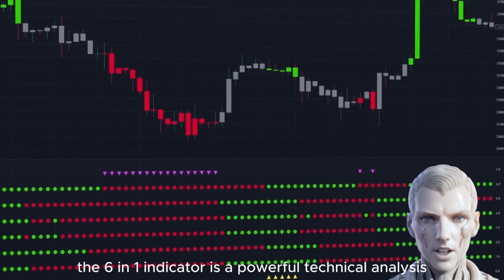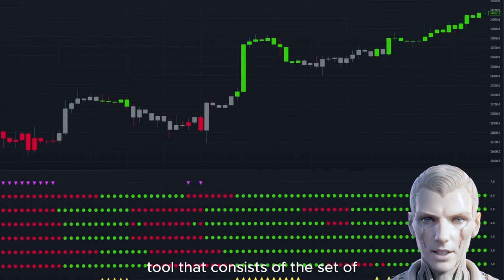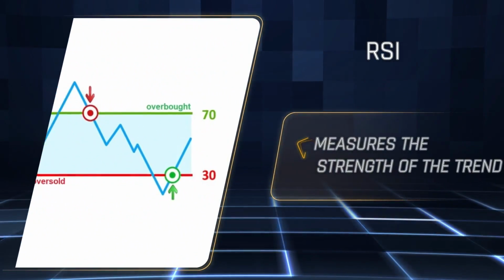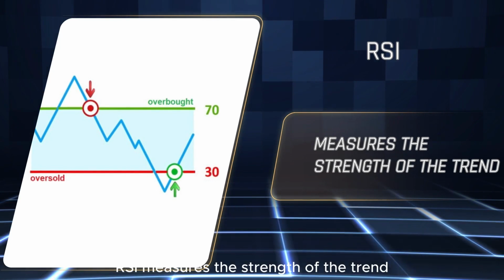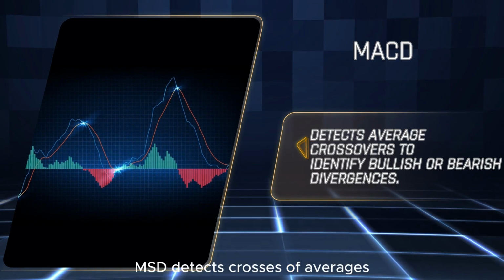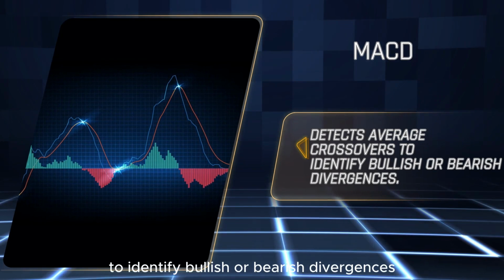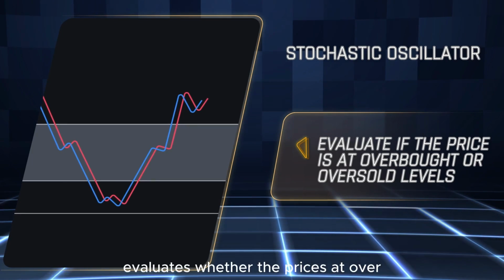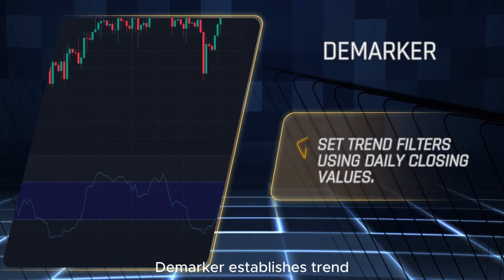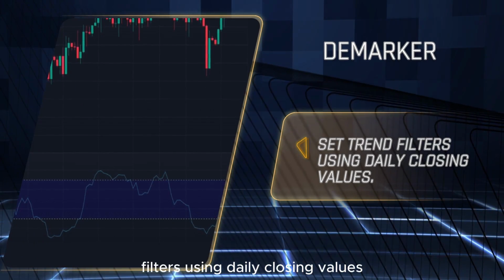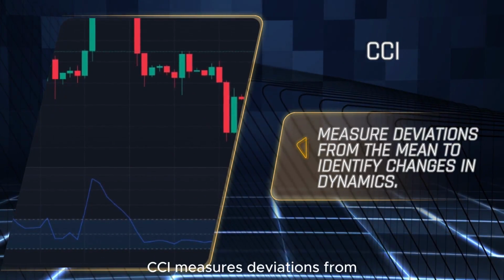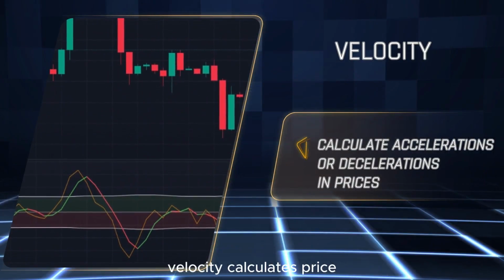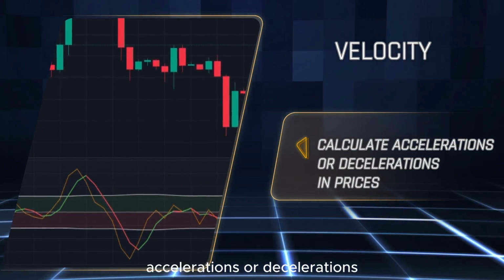The 6-in-1 indicator is a powerful technical analysis tool that consists of a set of 6 indicators working in an integrated manner. RSI measures the strength of the trend. MACD detects crosses of averages to identify bullish or bearish divergences. Stochastic oscillator evaluates whether the price is at overbought or oversold levels. DeMarker establishes trend filters using daily closing values. CCI measures deviations from the mean to identify changes in dynamics. Velocity calculates price accelerations or decelerations.